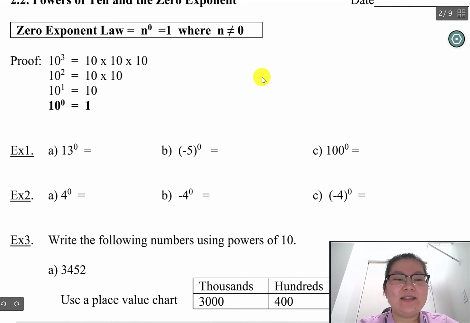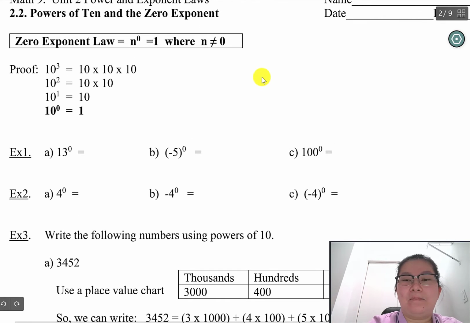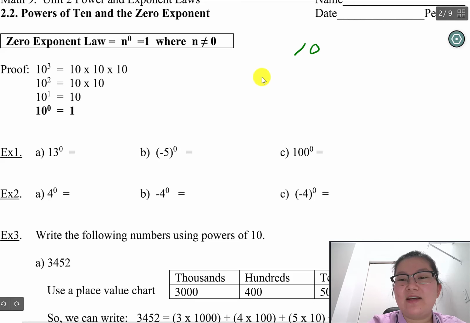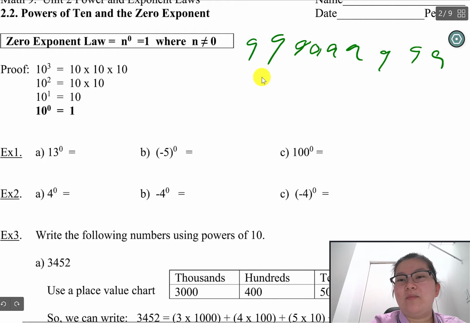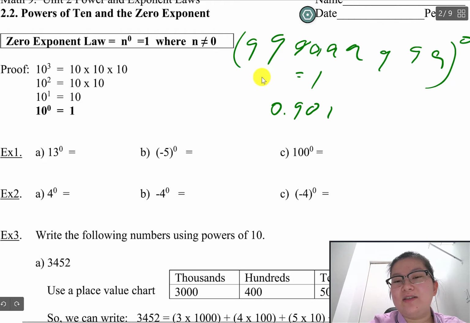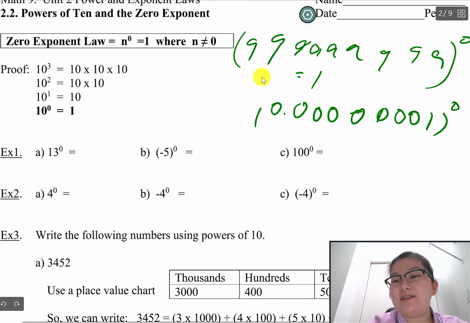So, why is it that something to the power of 0 is going to be 1? What that means is, even if I have something huge like 9,999,999,999, and I raise that to the power of 0, that's still going to be 1. If I take some decimal, or even a very small decimal, and raise it to the power of 0, that's still going to give me 1.